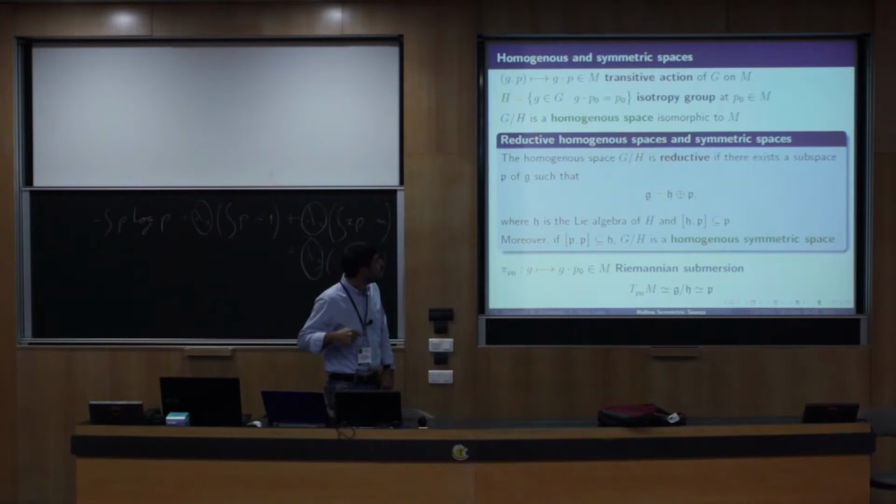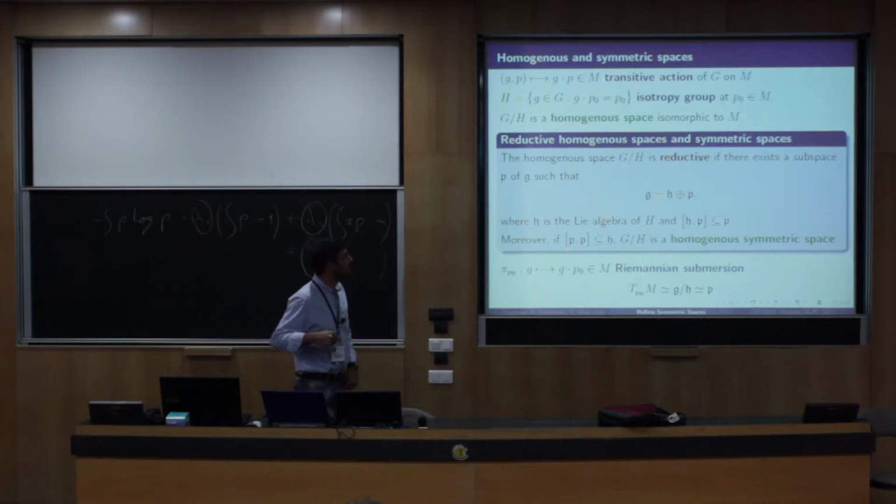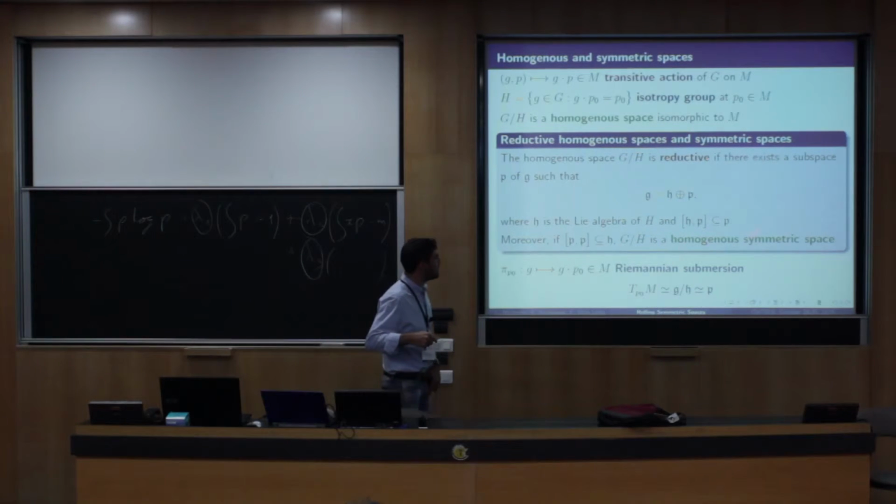So we say that this homogeneous space is reductive if it is possible to obtain a subspace or a vector space P of the Lie algebra g of this Lie group G, such that the Lie algebra can be decomposed into the direct sum of the Lie algebra of the isotropy group and this vector space P, where P is invariant with respect to the adjoint representation of H. If additionally this vector space P brackets into H, then we say that the homogeneous space is also a symmetric space. So this is the basic idea.